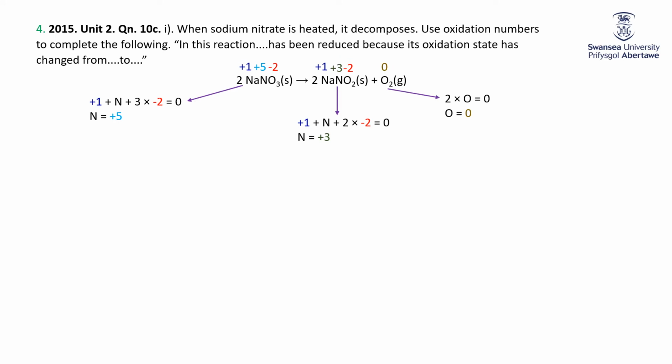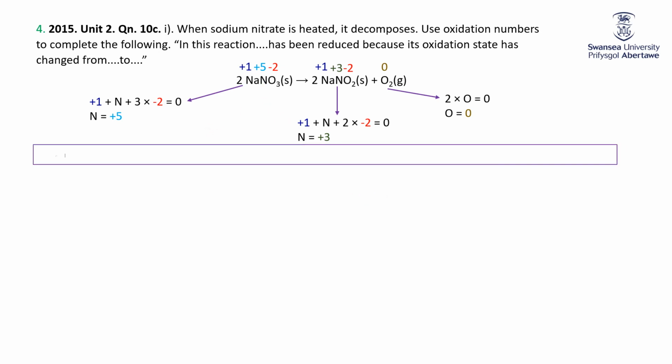So putting this in, what has been reduced, what oxidation number has gone down, is the nitrogen. So therefore, in this reaction, the nitrogen has been reduced because its oxidation number, wow, that does your eyes in, doesn't it, has changed from +5 to +3.